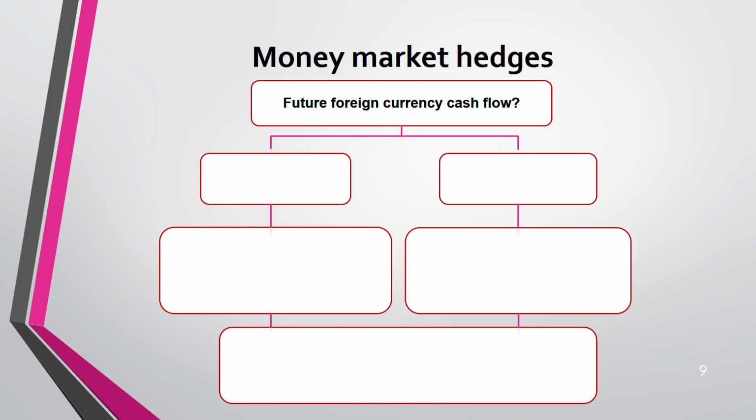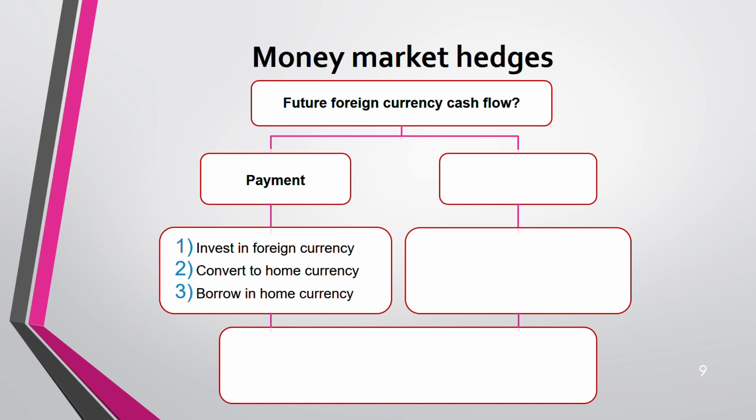Now, for you to know in what currency to borrow and in what currency to invest, I have made this table. This will make it very easy for you to remember. So the question you need to ask is whether it's a payment or a receipt. If it's a foreign payment, you always, number one, invest in foreign currency. Second, convert. The second step is similar for both; only the first and the third steps are different. So invest in foreign currency, convert to home currency, third, borrow in home currency.